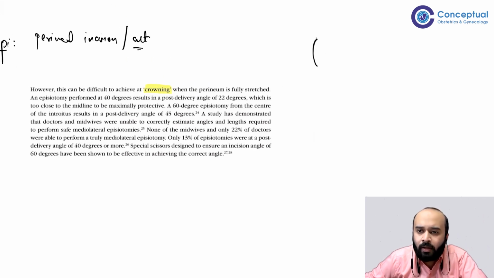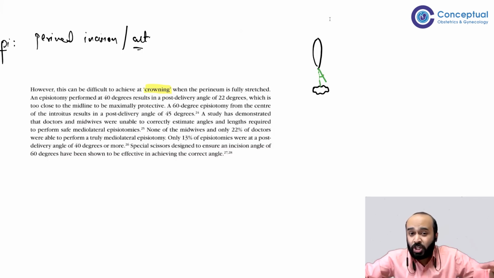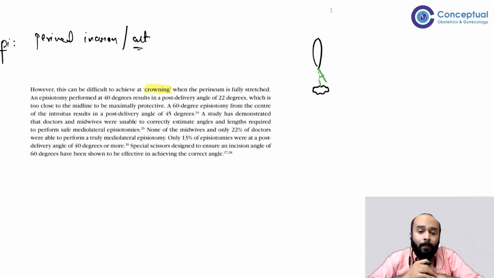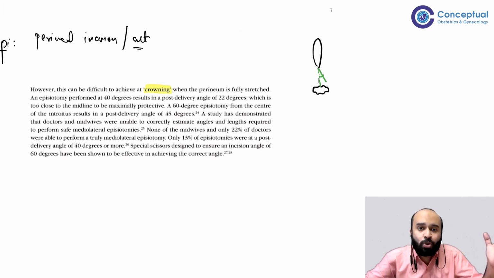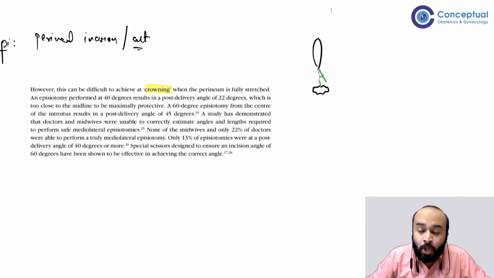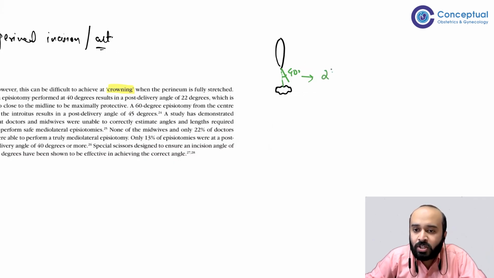If this is my labia majora and this is my rectum over here, this is my central axis. If an episiotomy is performed at an angle of 40 degrees, then because of the stretching of this vulva and perineum by the head of the fetus, once the head is delivered, the perineum is no longer stretched, so it is going to come back to its original position. So if during that stretching period you give an episiotomy at an angle of 40 degrees, then once the stretching is gone after the baby is delivered, you are going to have an angle of just 22 degrees.